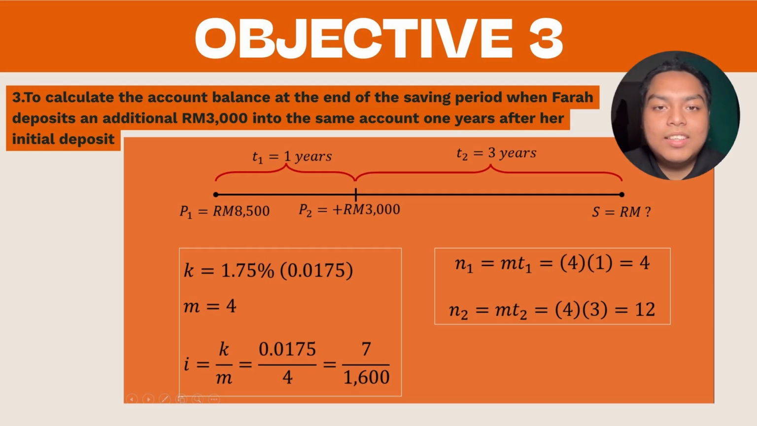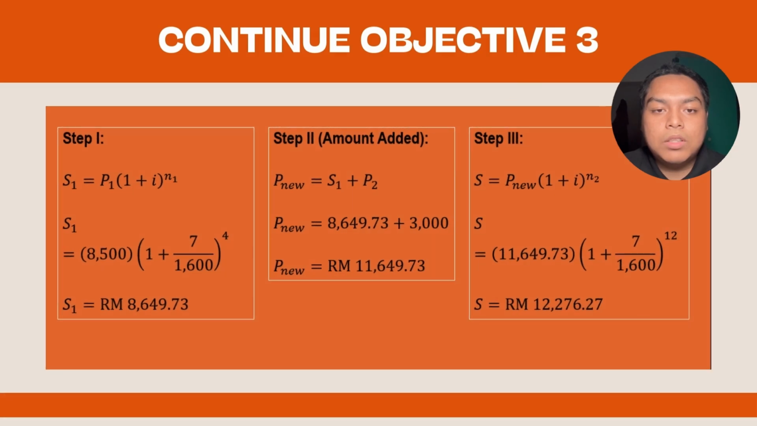Objective 3, to calculate the account balance at the end of the saving period when Farah deposits an additional 3,000 into the same account 1 year after her initial deposit. First, the interest per quarter is calculated by dividing 0.0175 by 4, which gives 7 over 1,600. Second, the number of compounding periods for the first year is found by multiplying 4 by 1, which gives 4. Next, the future value of the first deposit is calculated by multiplying 8,500 with 1 plus 7 over 1,600 raised to the power of 4, which results in 8,649 ringgit and 73 cents.